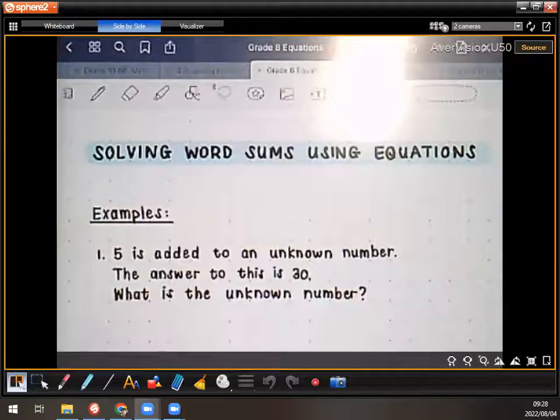Solving word sums using equations. Just make sure that you copy that first example down, and we're going to do that one together.